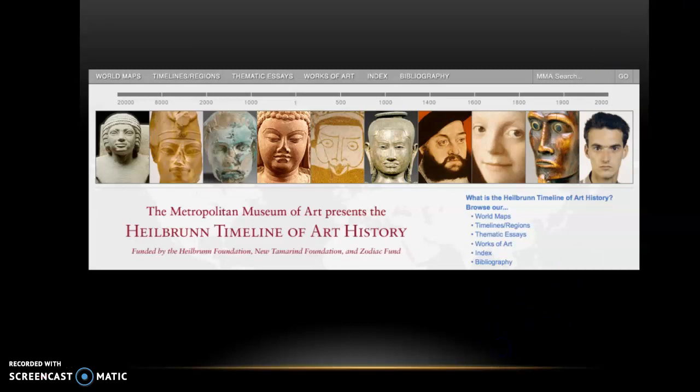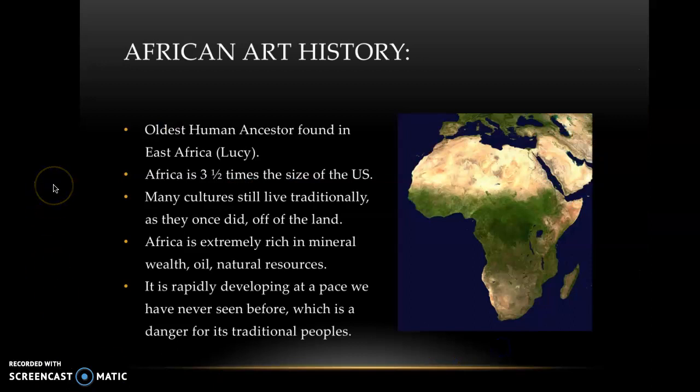Let's move on to the next slide. Okay, so about African art history. Our oldest human ancestor was found in East Africa, which is here, and that is the skeleton remains of Lucy. I'm sure you've heard of her. Africa is 3.5 times the size of the United States. So this is just a brief overview, but 3.5 of the United States could fit into Africa.